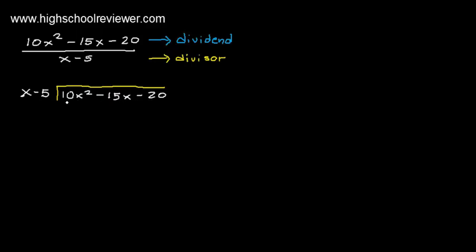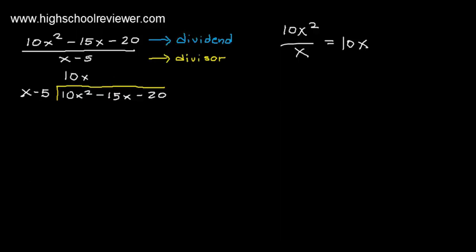First, divide 10x squared by x. So this will be 10x squared divided by x. This will be equal to 10x. And then put 10x here at the top.